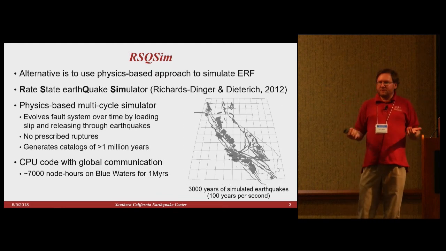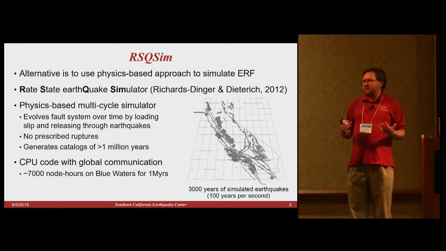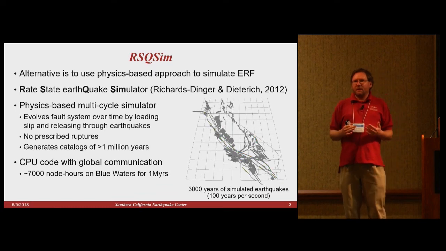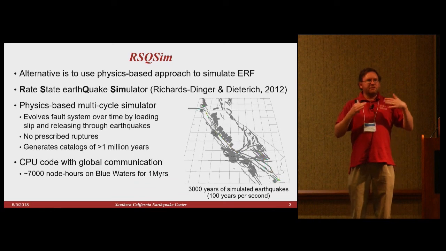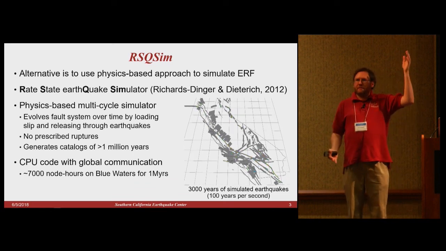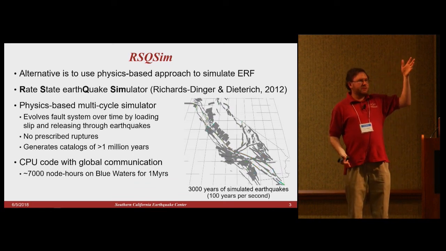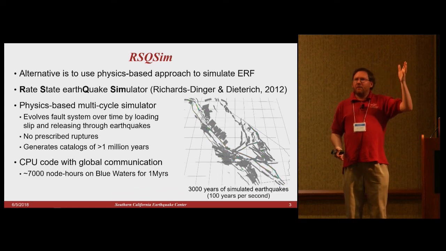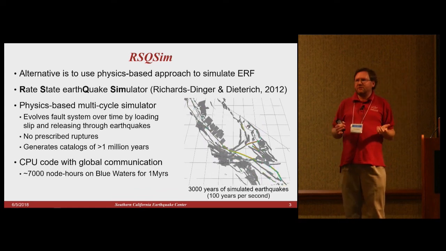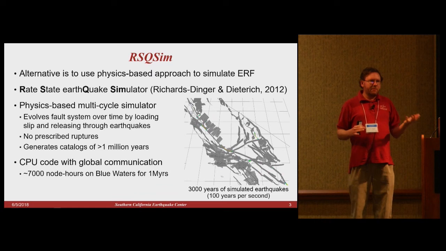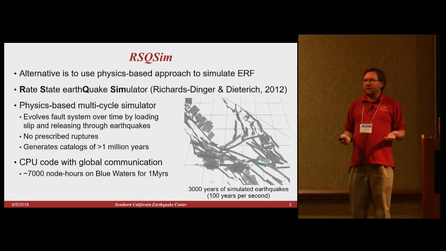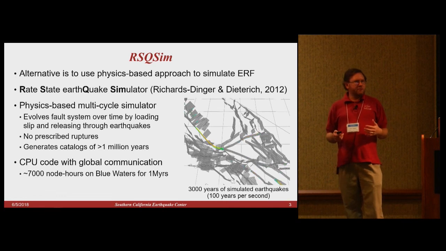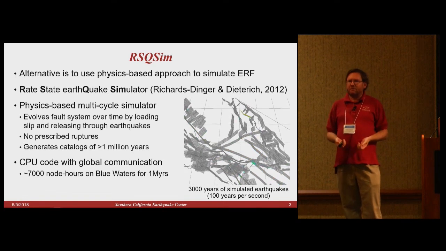This particular code is a CPU code. It's spatially decomposed based on the fault surfaces. The challenge in terms of scalability with it is that you have to have global communication because you have to figure out, okay, which event in the entire fault system ruptures first, and then fire that one off, and then that propagates slip and stress changes throughout the rest of the system. Typically speaking, it takes about 7,000 node hours on Blue Waters to simulate a 1 million-year catalog. A 1 million-year catalog at this point is a good length. It's long enough that we can start to learn something interesting.